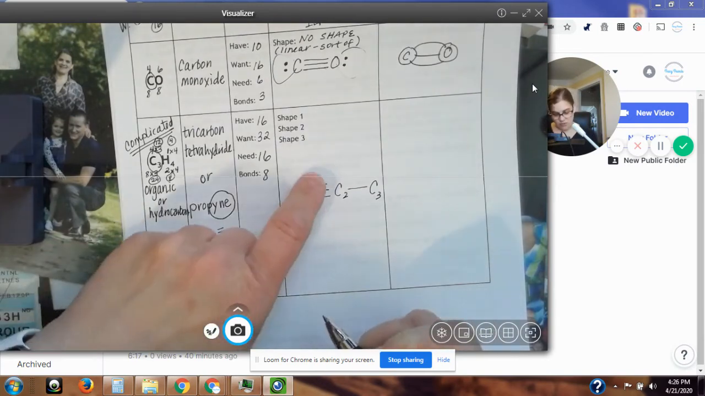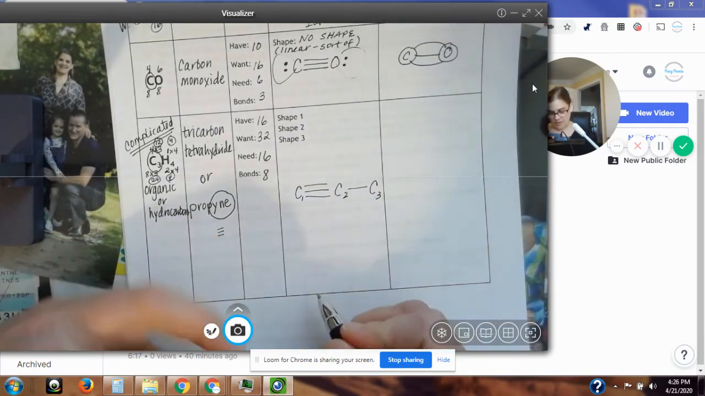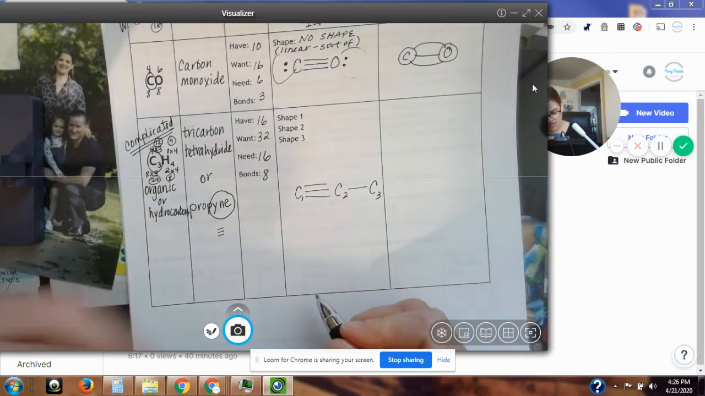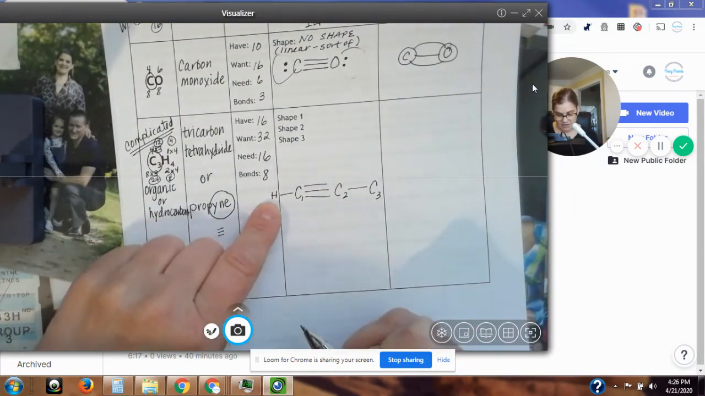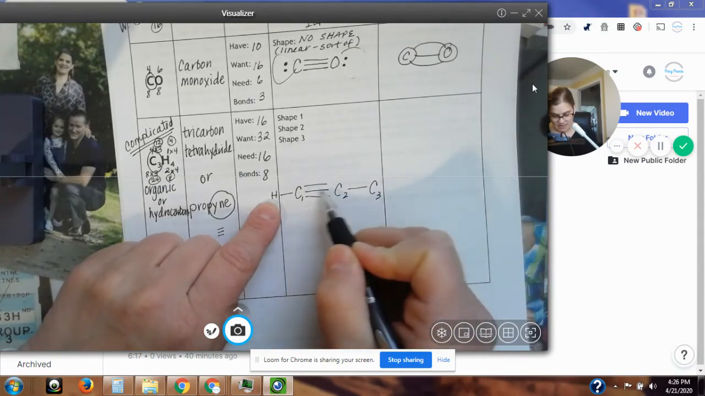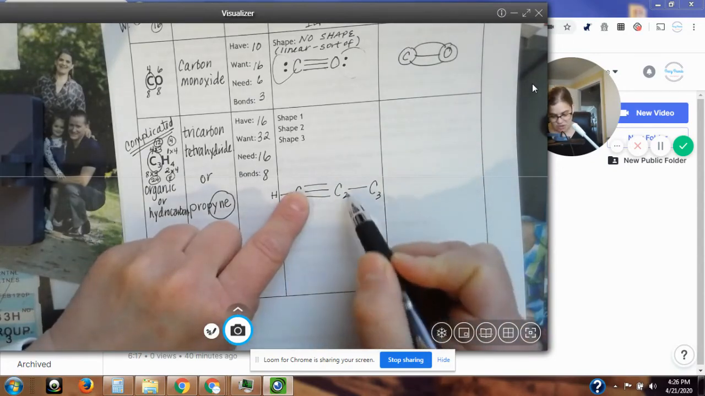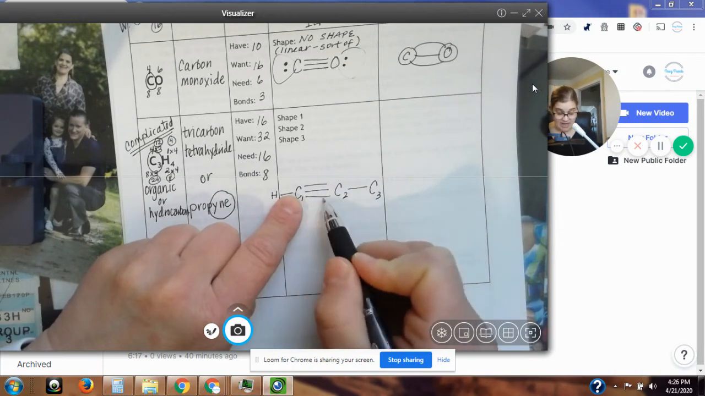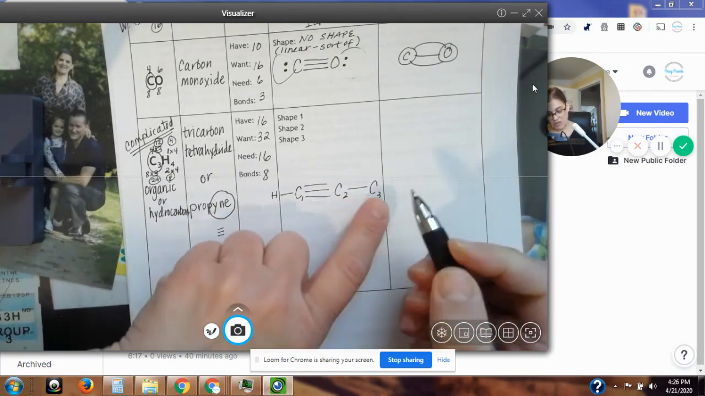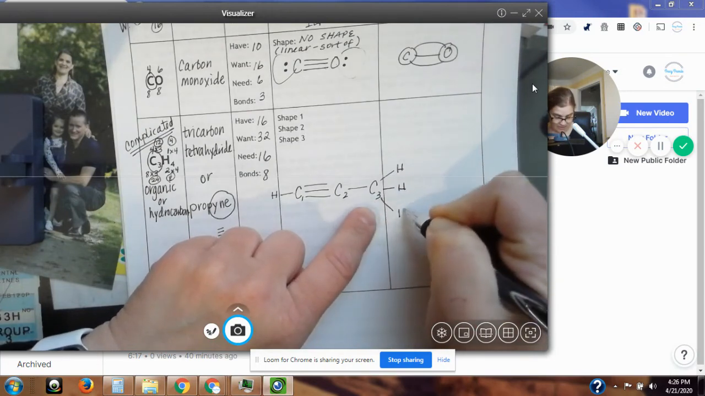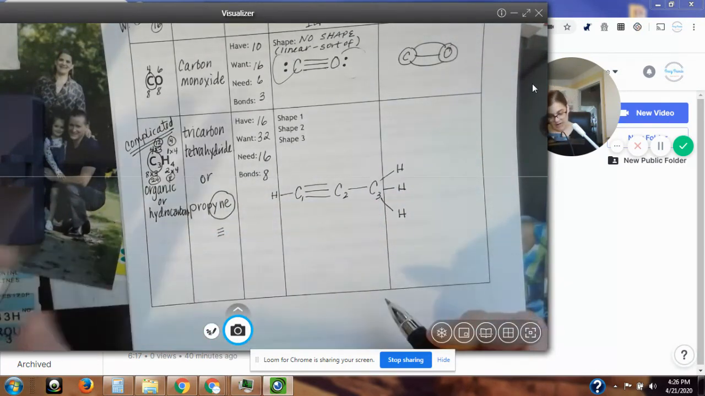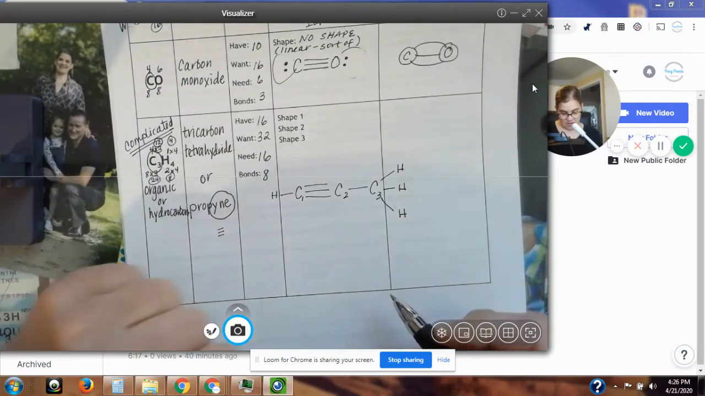So if I have a triple bond here and I've got to put 4 hydrogens on this, the maximum I can put here is 1. So this has 2, 4, 6, 8 around it. Carbon number 2 has 2, 4, 6, 8 around it. And so the other 3 hydrogens have to go on the end here.